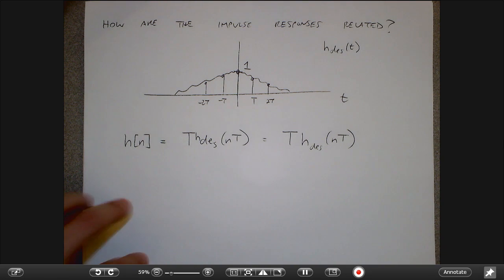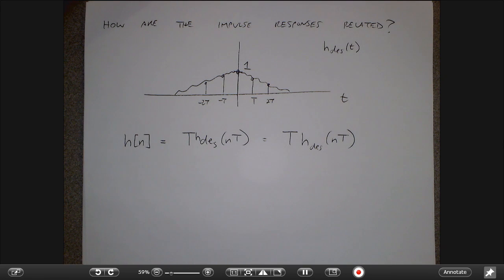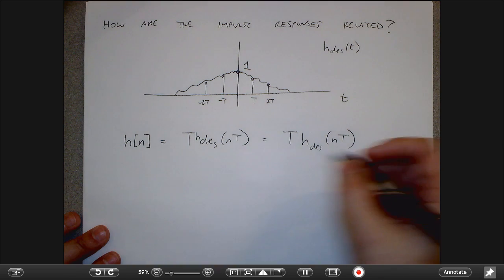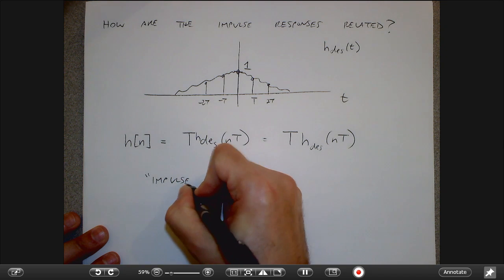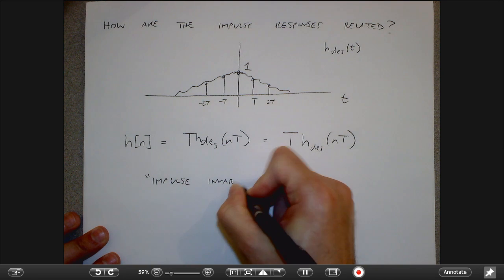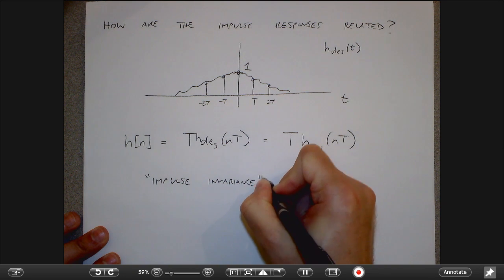Right? So this tells me that if I know my ideal continuous time impulse response, I can immediately pick off the corresponding values, right? So I don't have to go through this whole thing in the frequency domain to figure out what to do in the time domain. And this property of this holding true is what's called impulse invariance. And we're going to talk about that a little bit more when we talk about filter design.